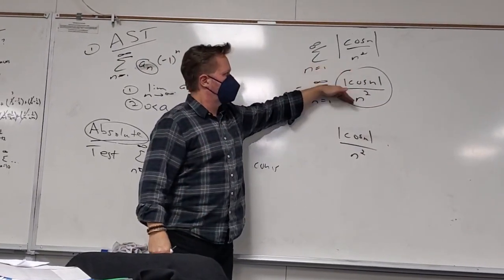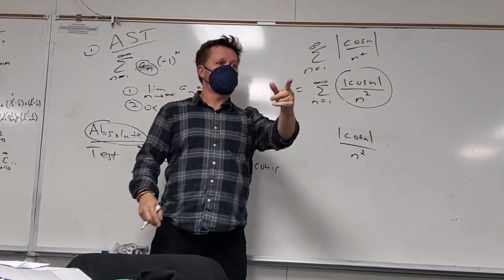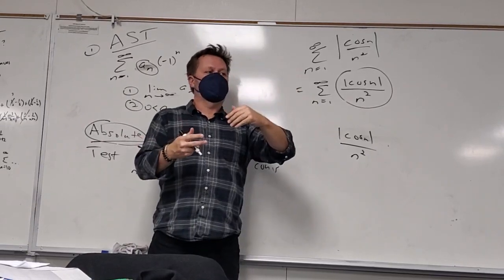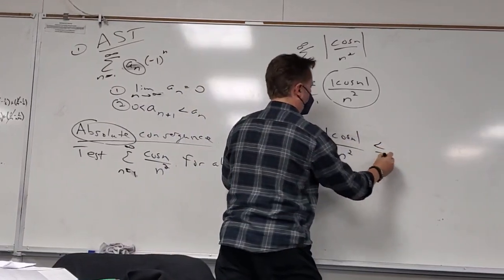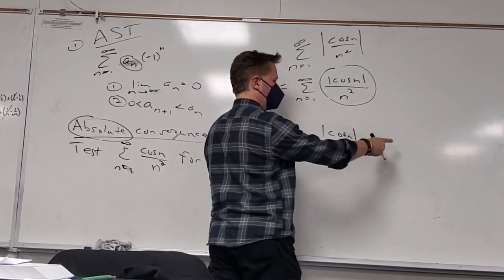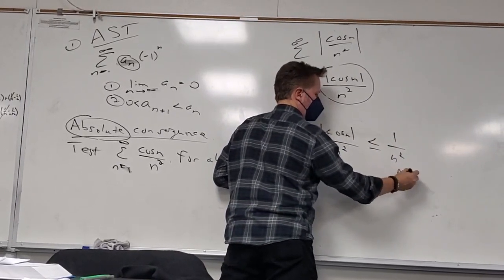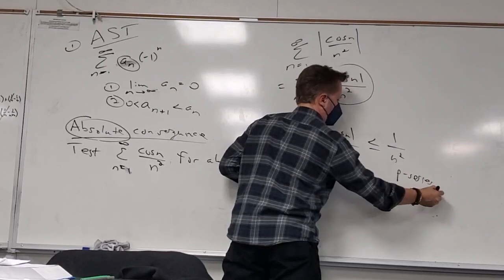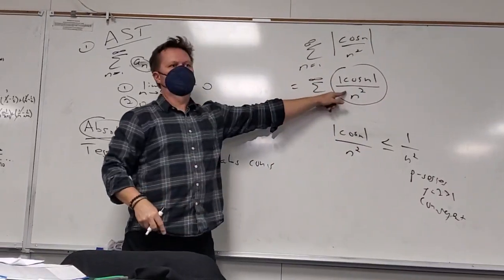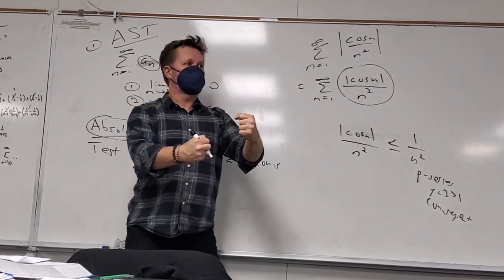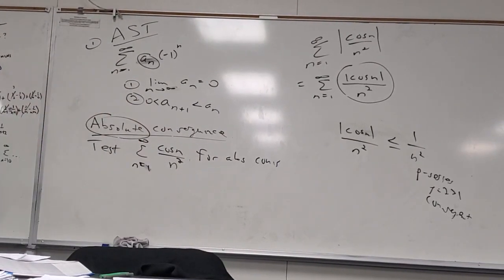What do you guys think then about this, cosine n over n squared? Do you think it's going to converge or diverge? Converge, right? So do I want to find a ceiling or a floor? The ceiling. So what is this less than or equal to? 1 over n squared. What does this do? Converge, because it's a p-series, p equals 2 greater than 1, convergent. Therefore this one converges. So what does this do? Absolutely converges. I love it.